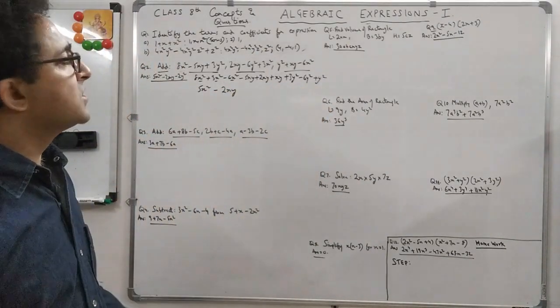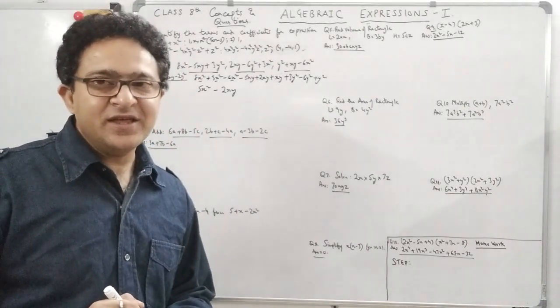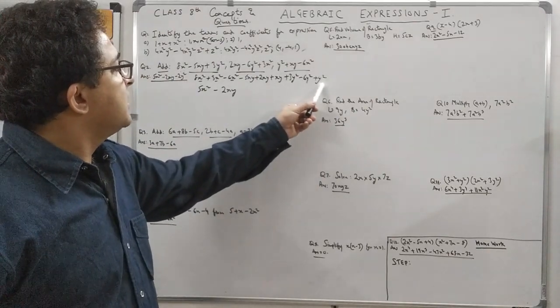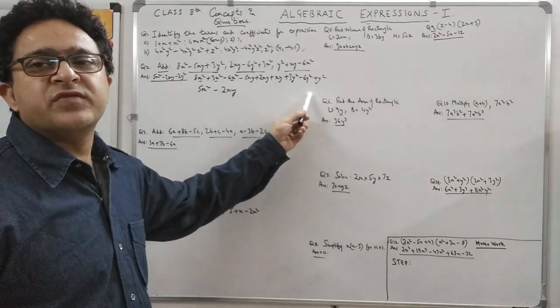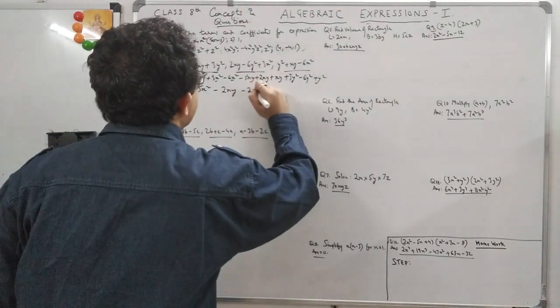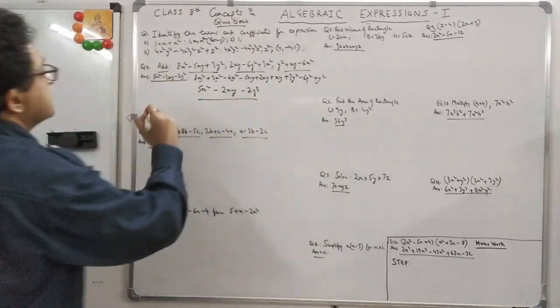And then in the end, what do we do? Again, first we will do the addition and then the subtraction. So addition is how much? 3y squared and y squared is 4y squared, and 4y squared minus 6y squared is minus 2y squared. We got the answer.